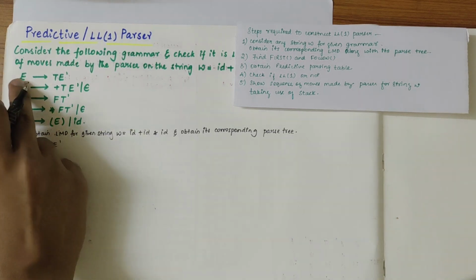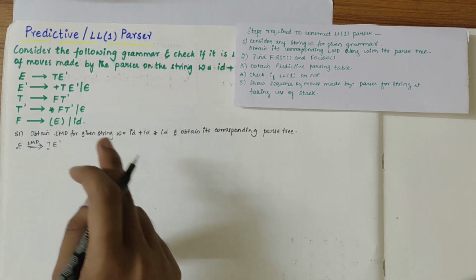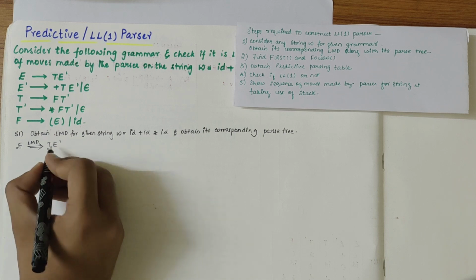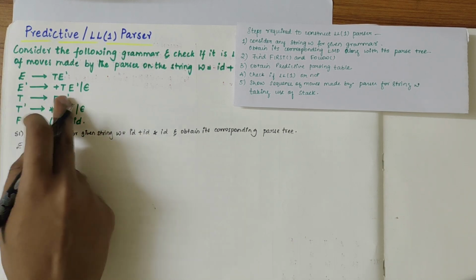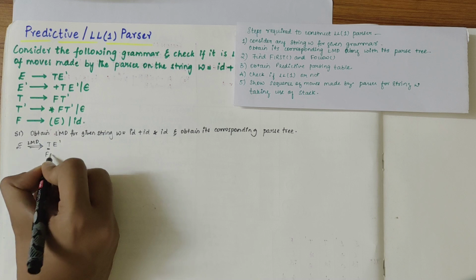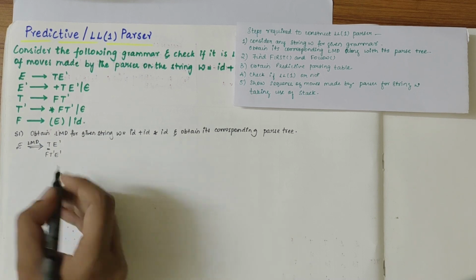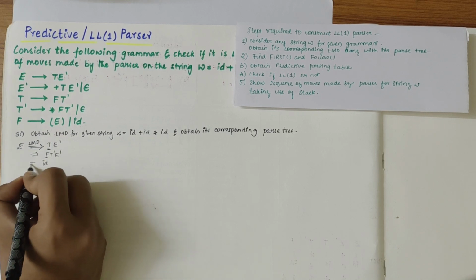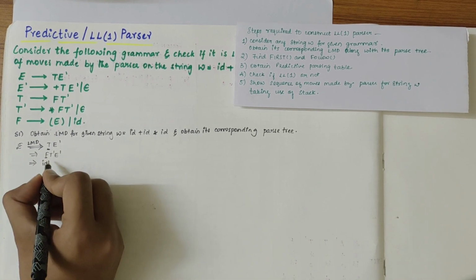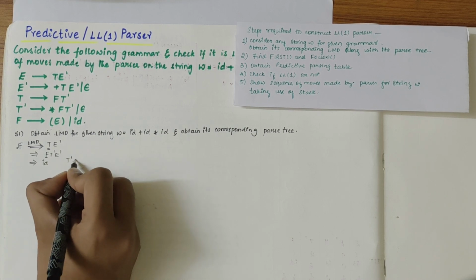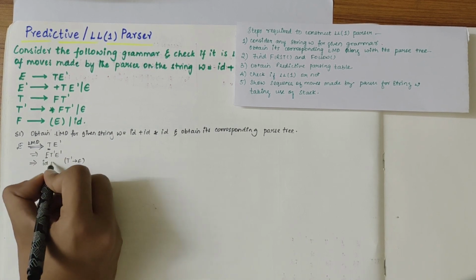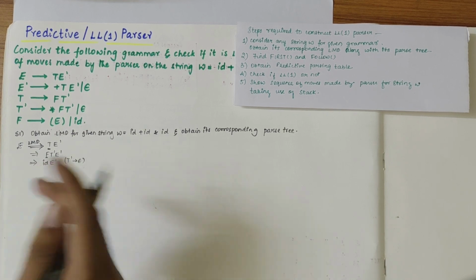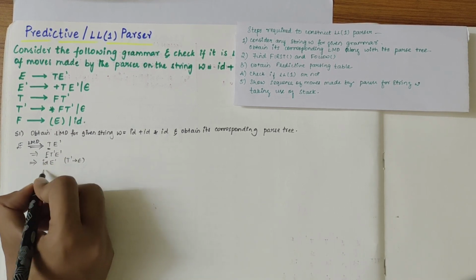So let's start from E derives LMD TE dash. That is our first step. Now T, you can write it as FT dash E dash. Then F can be written as ID and T dash can be written as T dash derives epsilon. So epsilon you need not write here, you can write E itself.